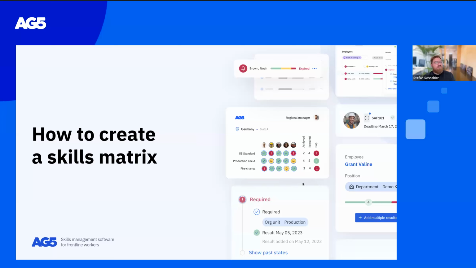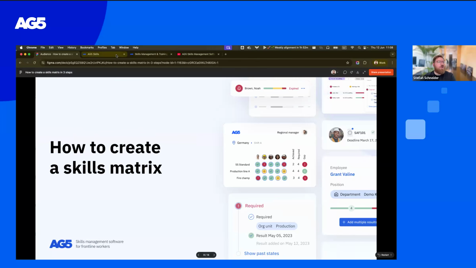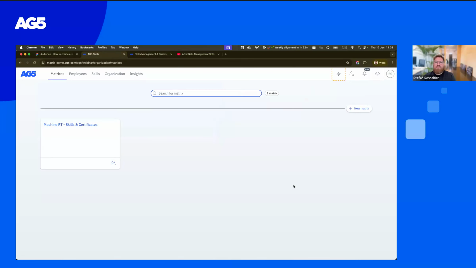So how do we create a skill matrix? For this, we want to jump into AG5 now. And at this point, of course, this is not a basic training. So at this point, we assume that all the employees are already in the system and that all the skills are already in the system.